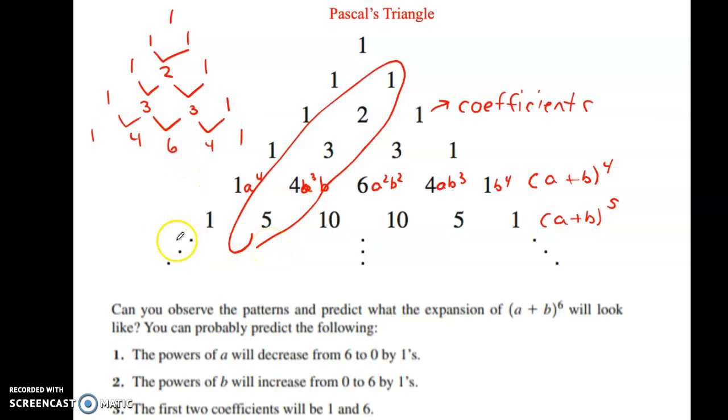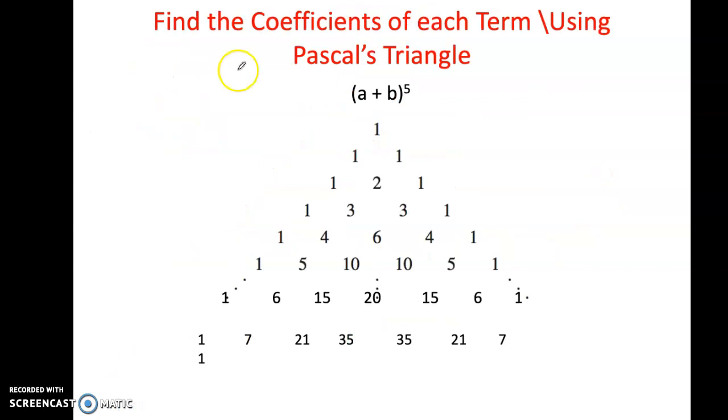So the second number is the power. If we wanted to add another row, we put a 1. 1 plus 5 is 6. 5 plus 10 is 15. 10 plus 10 is 20. 10 plus 5 is 15. 5 plus 1 is 6. And you can see the symmetry, and then you have a 1 again. And we can keep going. So now you guys hopefully remember from last year how to devise Pascal's triangle. All right, now, how do we use it?